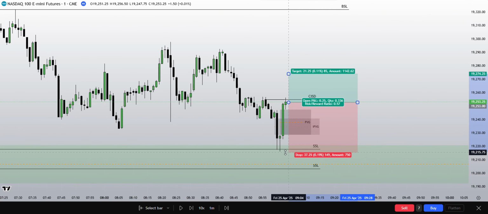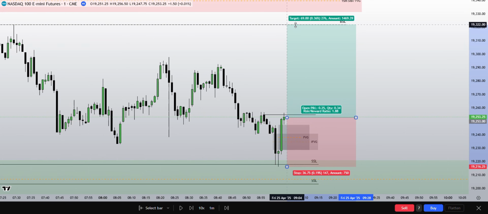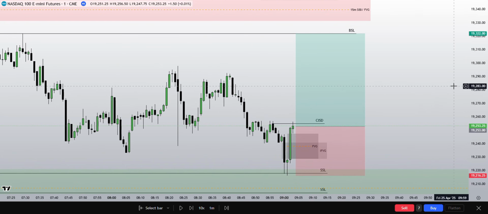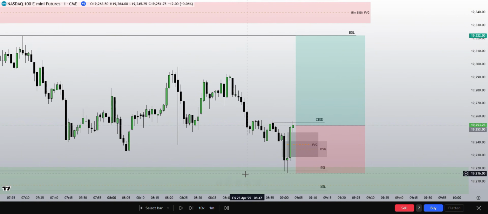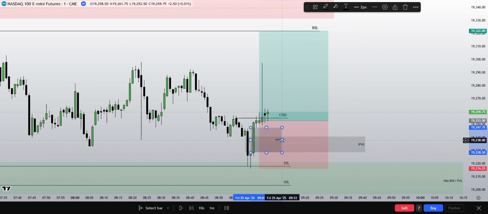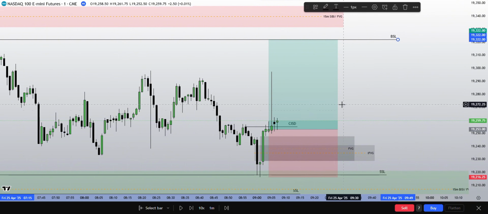I would enter here, put my stop below the low, and target that buy side liquidity. That's it. That's all. If you would like to wait for the low, or the change in state delivery to occur, you can wait for that as well. So what do we see off that? Price comes here, huge wick, and you see that it's beginning to change the state of delivery. So here now we're confirming that delivery, and we could see that move to that buy side liquidity.